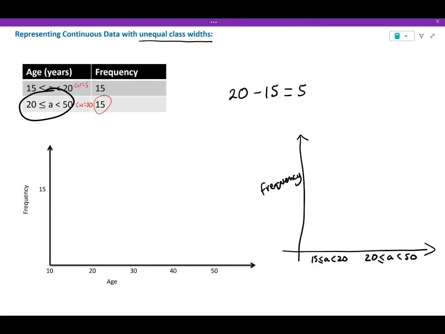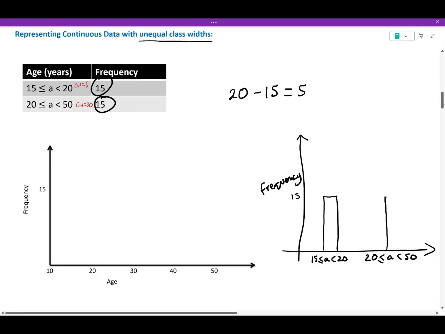So the height of the bar is the frequency. For both of them, our frequencies are 15, so they're going to be the same height. So I might draw a bar going up to here, like that, and we'll say that is a height of 15. Then we'll draw a bar of the same height like that, so we've got 15 again. However, this wouldn't really make sense because of the unequal class widths, because this makes it seem like they're spread between the same number of ages. Because 15 to 20 and 20 to 50, well, they're very different ranges in size. So we want to reflect that on my diagram.